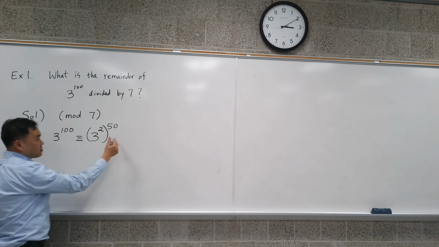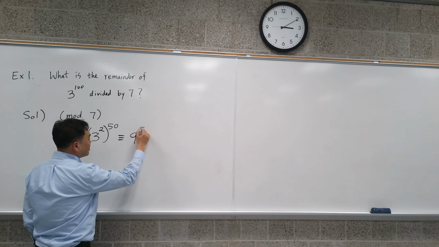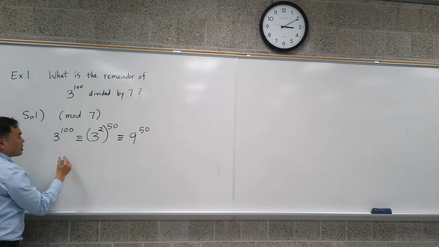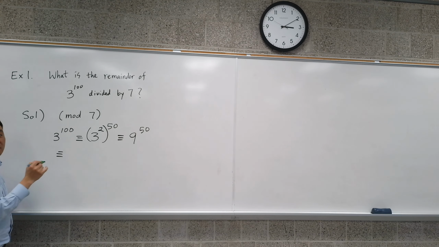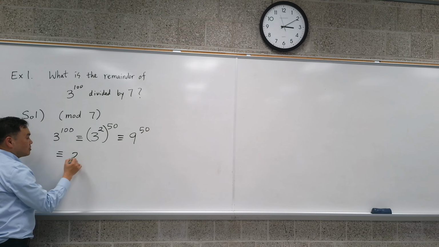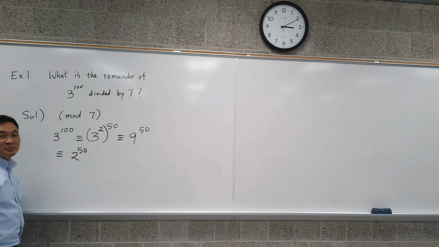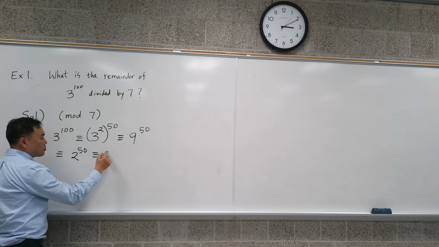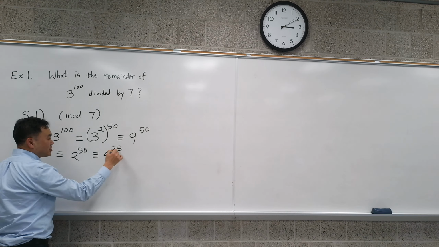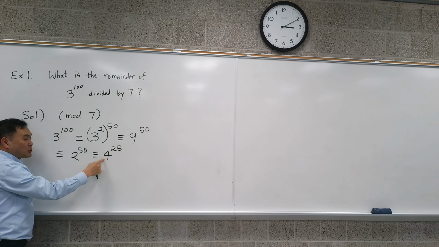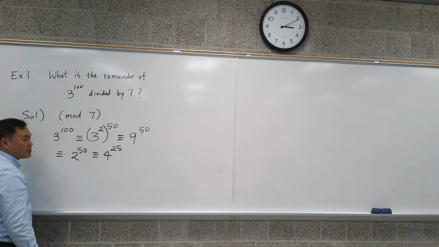But 3 squared is 9. And what is 9 mod 7? What's 9 mod 7? 2. So you can replace 9 by 2. That makes it pretty easy, right? Okay, let's replace this by 2 to the 50th power, and 2 to the 50th is 4 to the 25th power, since 2 squared is 4.